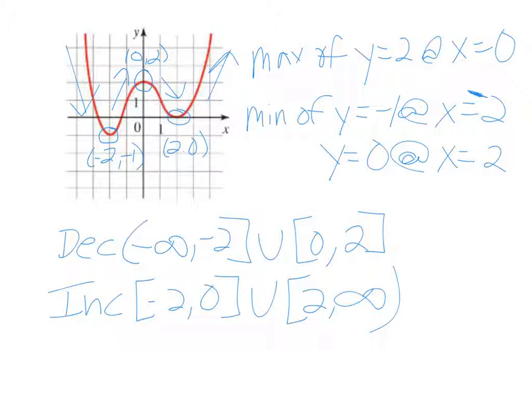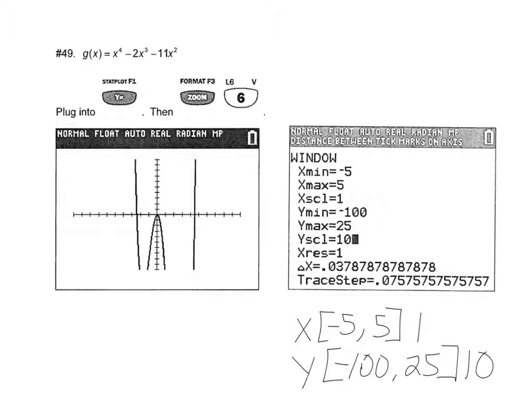Now, we could look at the graph and tell the maximums and minimum values because they were integer values. They weren't decimals, they weren't partway in between 2 points. But when that happens, you have to use a graph accurate answer. So we're going to do the graph of g of x equals x to the 4th minus 2x cubed minus 11x squared. And when I plug that into the y equals and graph it and do the standard window, some calculators might say zoom standard instead of zoom 6.